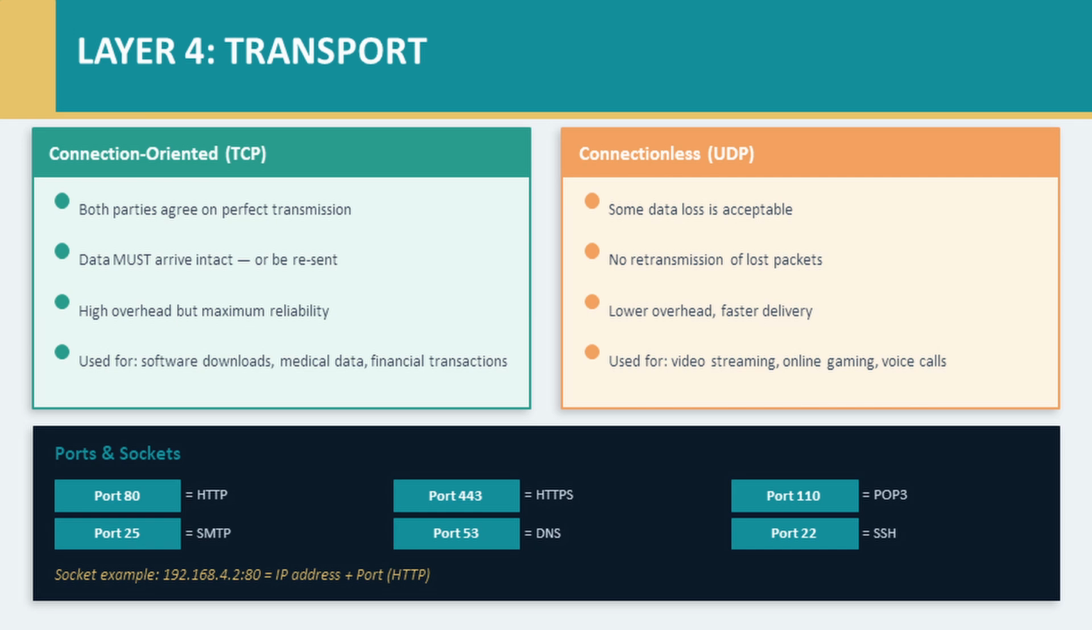In addition to connection type, the transport layer adds port information to each packet. Ports tell the receiving computer which application should handle the incoming data. Port 80 for HTTP, port 443 for HTTPS, port 25 for SMTP, and so on. When you combine an IP address with a port number, you get a socket. For example, 192.168.4.2:80 means send this HTTP data to that specific computer.